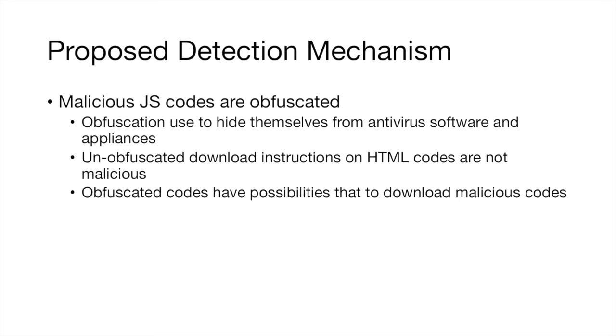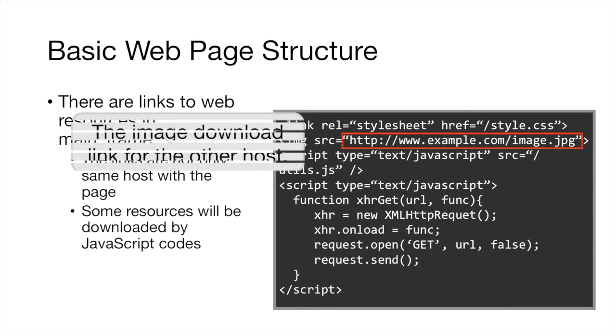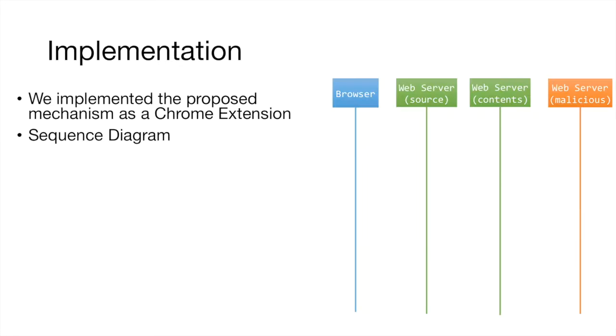Our proposed mechanism focuses on the code obfuscation and unobfuscation. The mechanism classifies web pages by analyzing the web page codes before rendering those pages on the user's web browser. We implemented this mechanism as a Chrome extension. The extension works according to the following sequence.